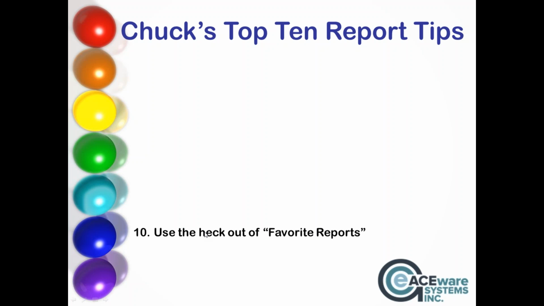Number 10, I would say use the heck out of favorite reports. If you run a report more than twice a month, I would say it's a candidate for favorite reports. Each individual staff member can have 10 private reports, and honestly, you can actually have 10 global reports for your unit. Number 9, prioritize additional reports.